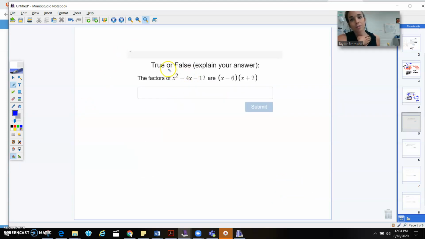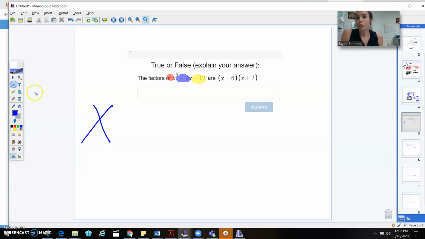On the next one, you're trying to see true or false for the factors on this. Okay, so the first thing that I want to do is create my big X. I'm going to identify my A, B, and C. So my A term is 1, my B term is -4, and my C term is -12.